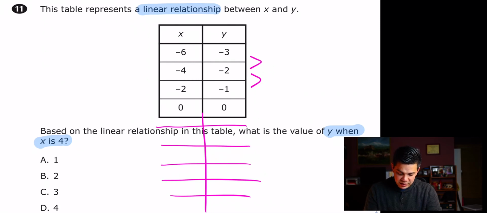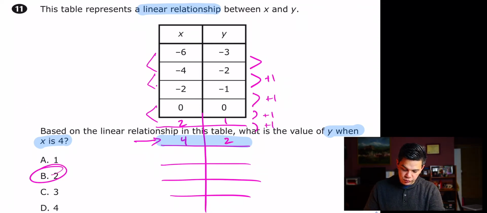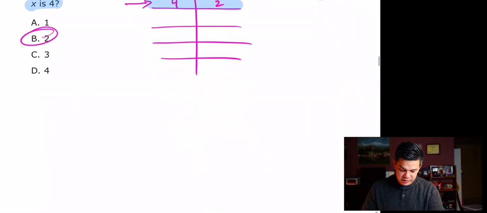So you can see that x is increasing by 2 each time. This will be 2, this will be 4. So when x is 4, we're interested in this column right here. What happens on the other side? Well, here we're adding 1 each time. So we add 1 here to get 1, add 1 again to get 2. It looks like y is 2.